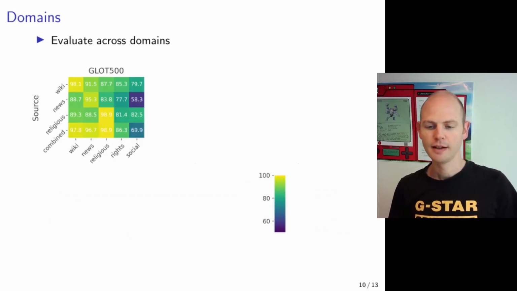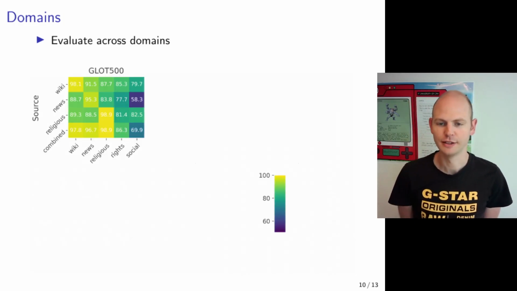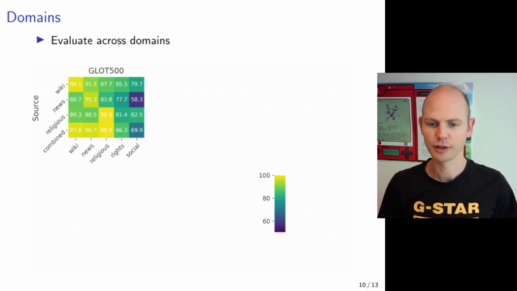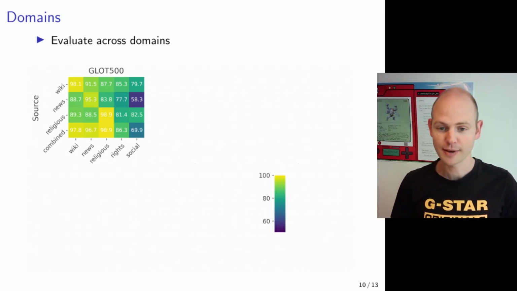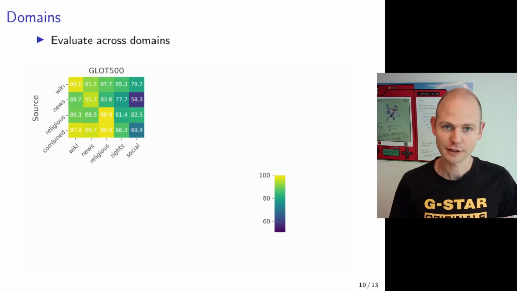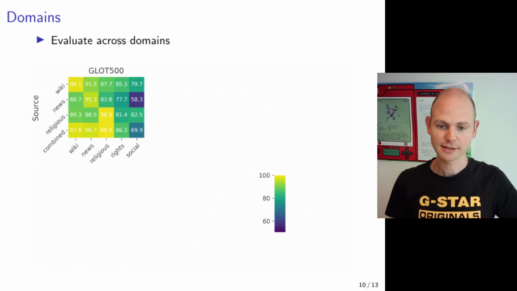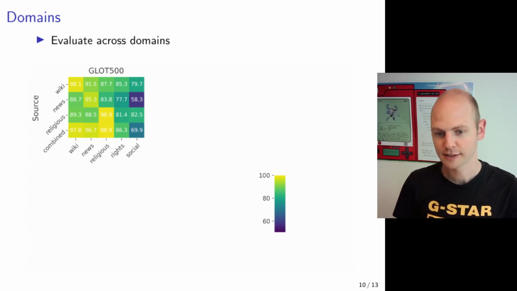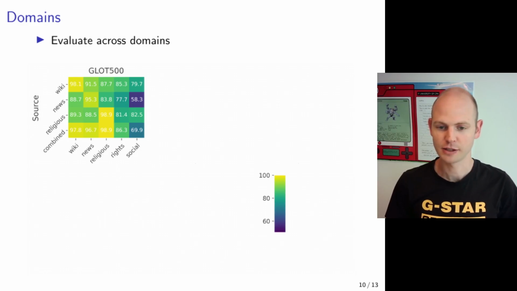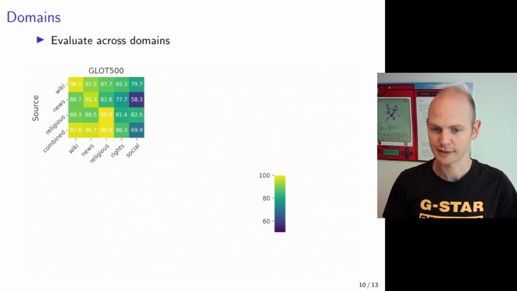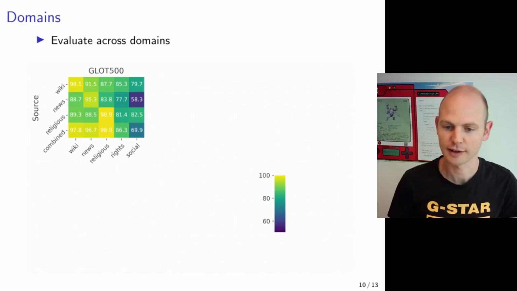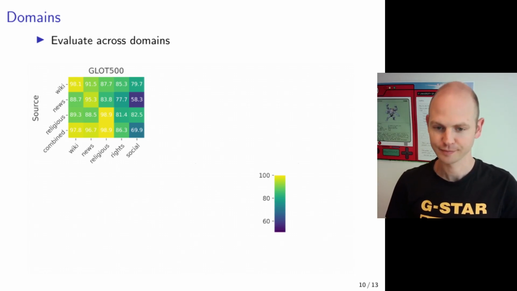Then if you move on to the domain dimension, we would evaluate our model across domains. We have here 3 source domains and 5 target domains. The source domains are on the y-axis, the target domains are on the x-axis. And we picked these for practical reasons because of dataset size. For the 2 target-only domains, we don't have enough data.